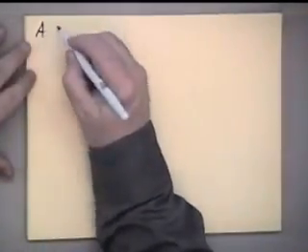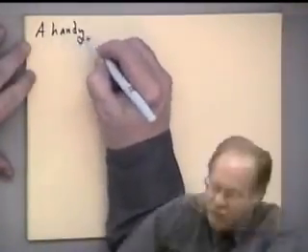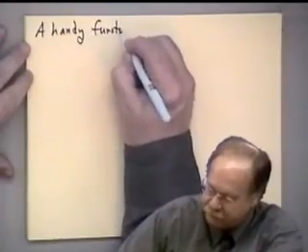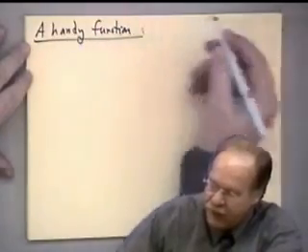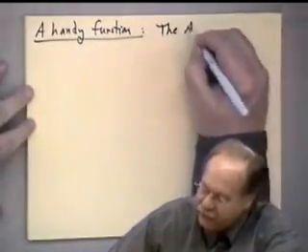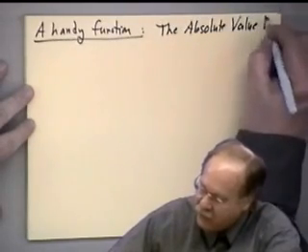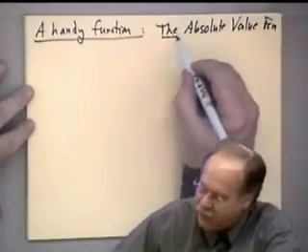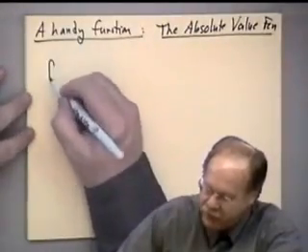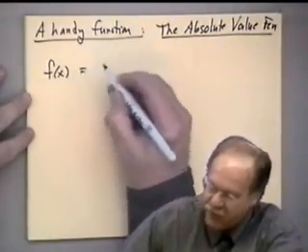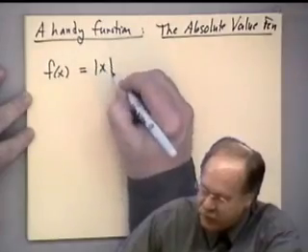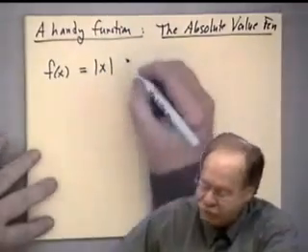Now, let us look at some examples of functions that are going to be useful to us. First of all, we have a handy function. This is called the absolute value function, and we will be using this many times for many purposes. The function is defined this way: f of x, we'll call it, which is the absolute value function. There's the absolute value notation.